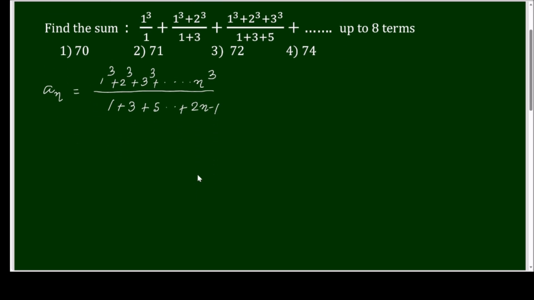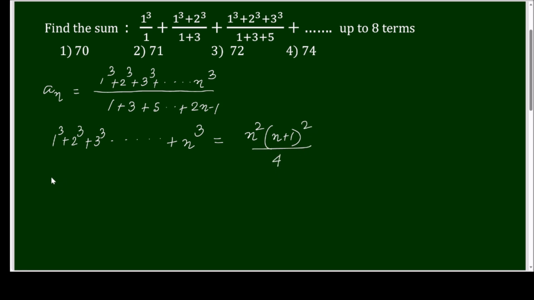So there are two series. One series in the numerator, that is the sum of 1 cube, 2 cube plus 3 cube up to n cube. We know the summation formula. This is n square, n plus 1 whole square by 4.